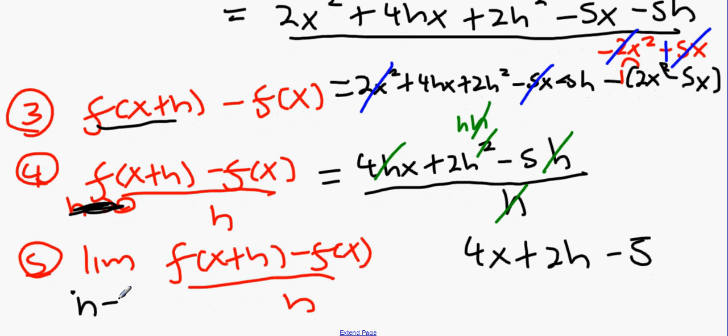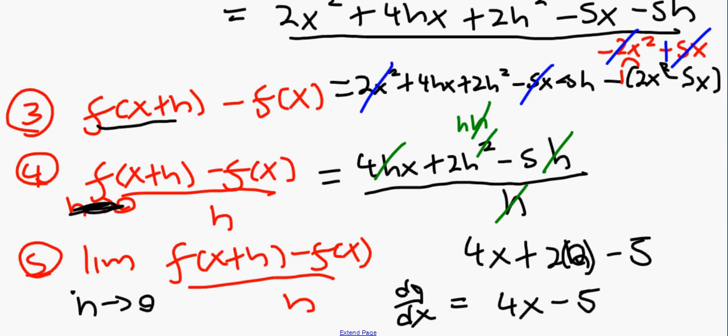And if you read the last step, it's the limit as h approaches 0. So all h's turn to zeros. This means that the 2h here is going to be 2 times 0, and that's going to leave us 4x minus 5. And this means the first derivative, dy/dx, equals 4x minus 5. Exactly what we're expecting.